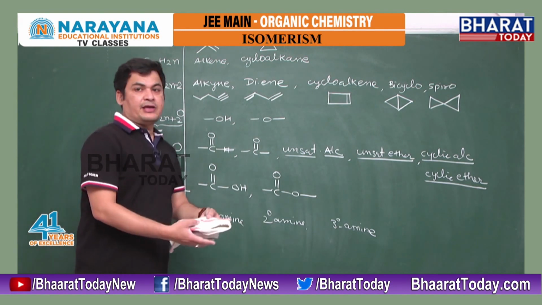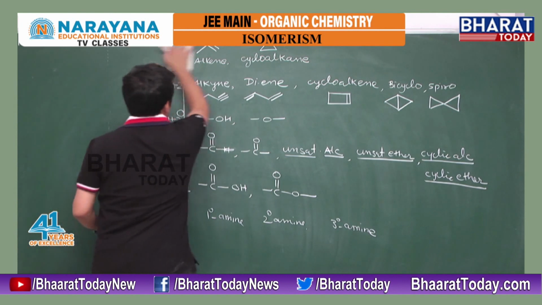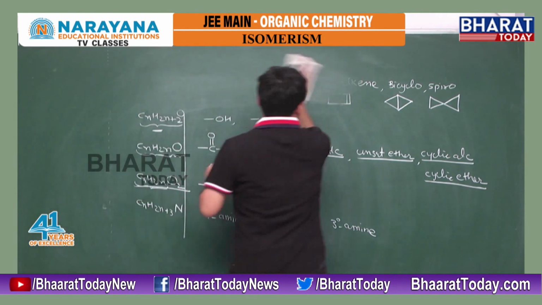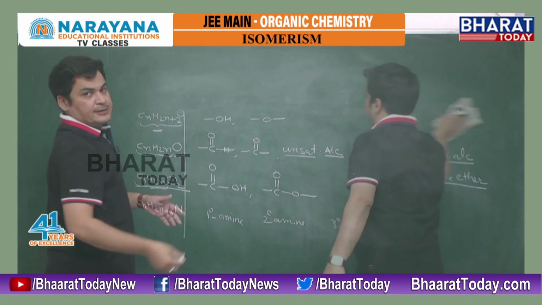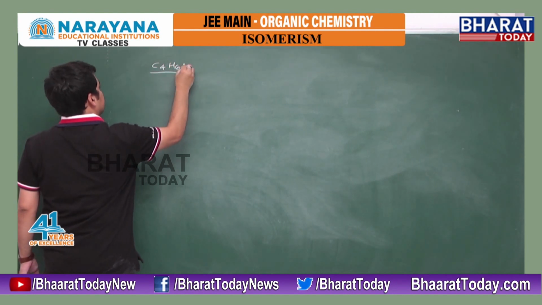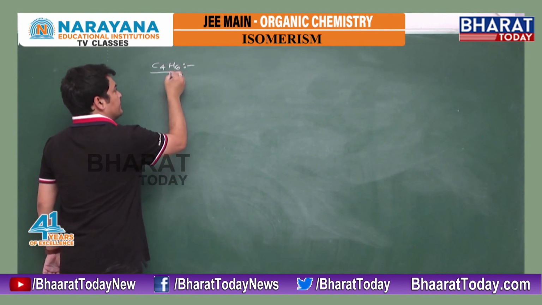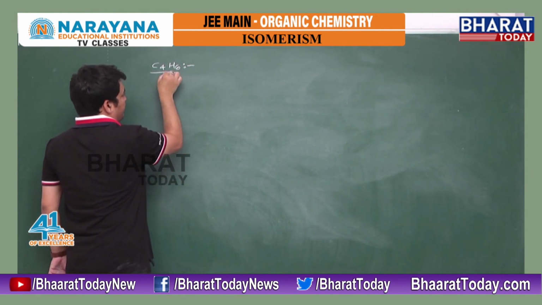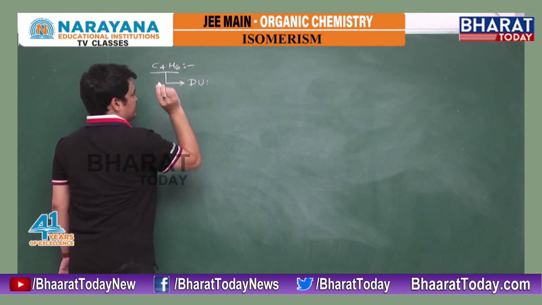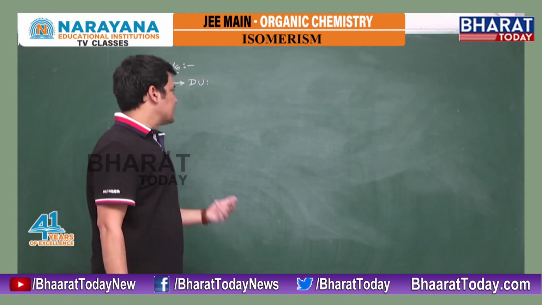Now we can check how to calculate the number of structural isomers if any molecular formula is given. I am telling you one basic example first. Suppose the question comes like C4H6. How many isomers are possible for C4H6? You must know how to check the degree of unsaturation. I am telling you how to check it, then you can easily get this idea.